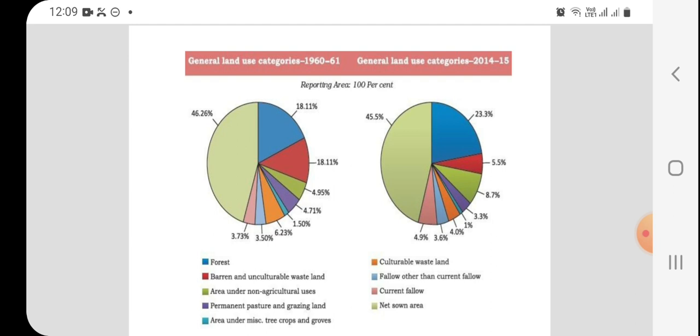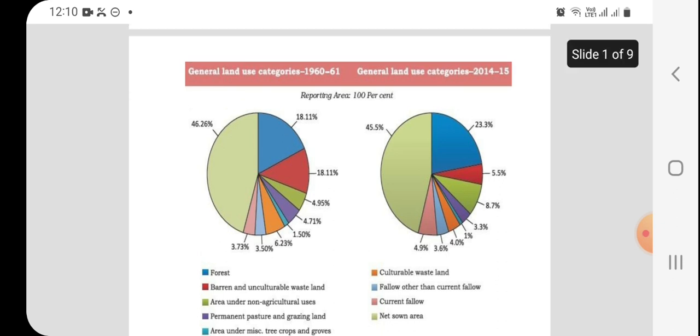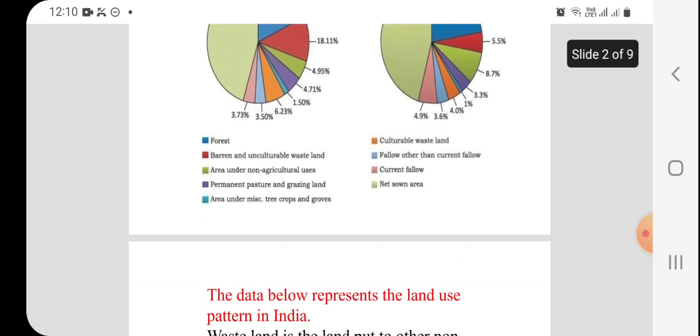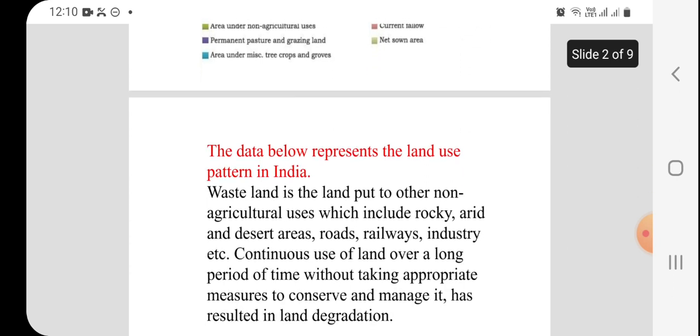Now next one, you can see the area under non-agricultural use. Here on the right side it is 45% and here you can see 46%. That means 1% increased in non-agricultural use. That means the barren land, rock, mountain, these are the areas we have started using for other development. Like that, with the help of this pie diagram you can understand how the land use patterns are changing periodically.